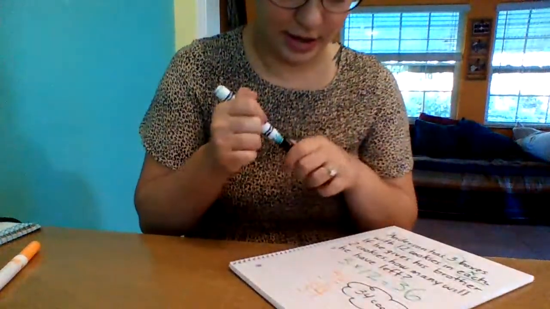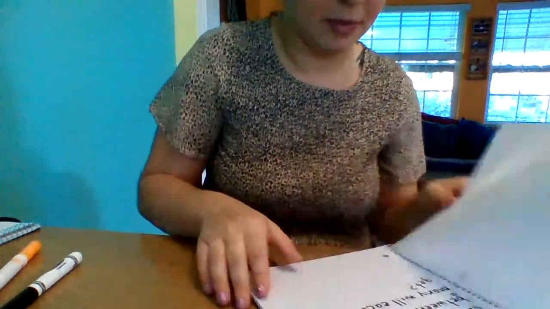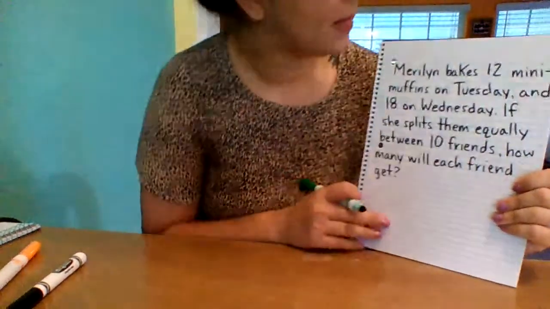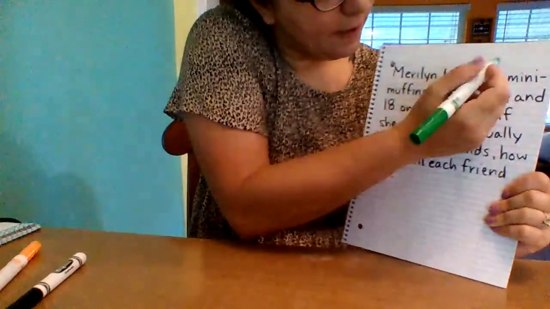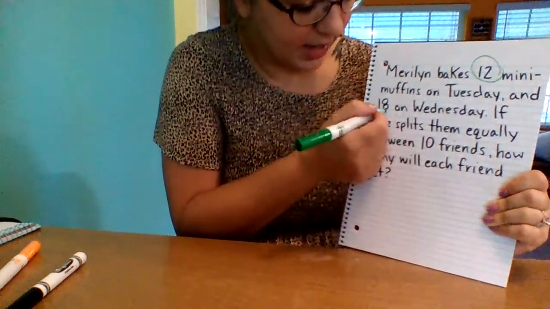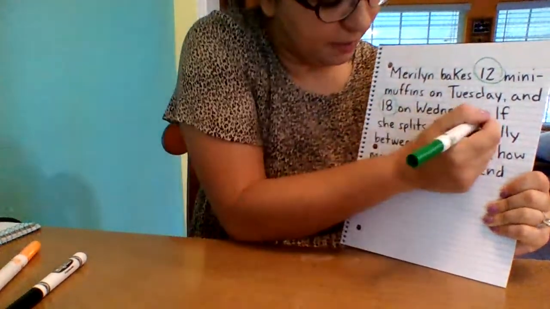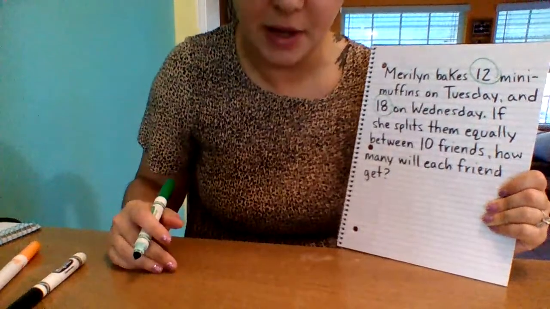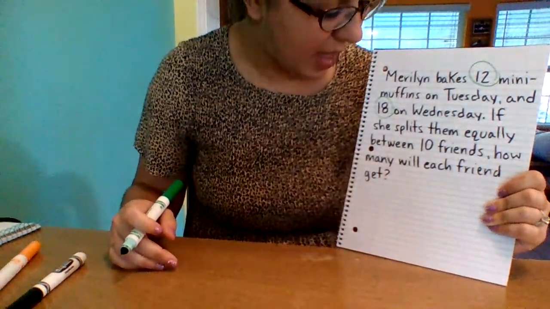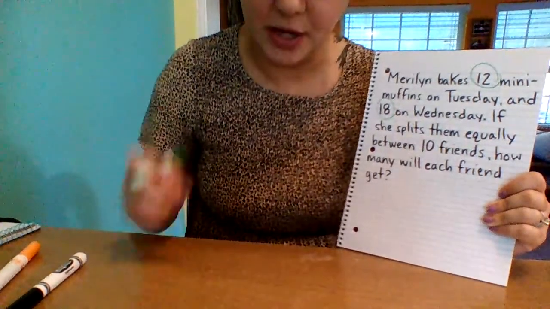All right, let's take a look at the last problem I'm going to show you. Marilyn bakes 12 mini muffins on Tuesday and 18 on Wednesday. Let's think about what's happening.